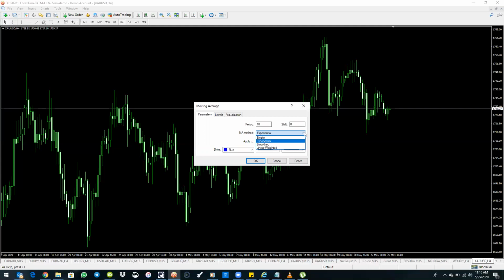The exponential is set up in such a way, we won't go into how the calculation is done, but it's pretty much like the simple, but it's designed in such a way to react faster to price action in the market. Smoothed is designed to react a little bit slower to the market, and linear weighted tends to be even smoother, less reactive to the market than the smoothed moving average. But I prefer to use exponential because it reacts faster to the price of the market.